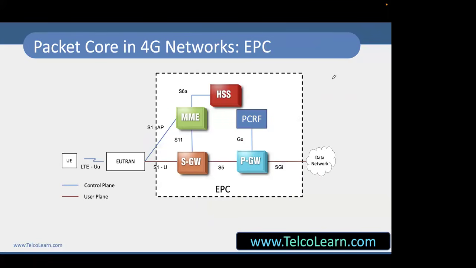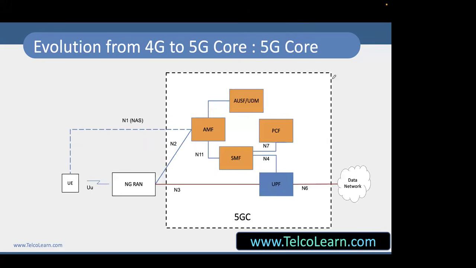Now, if you look at the overall architecture, what we are doing here is not really changing in a drastic way. The AMF is kind of replacing MME, SMF is kind of replacing the control plane of SGW and PGW, and UPF is kind of replacing the user plane of the SGW and PGW. PCRF is now replaced with a new node called PCF, and AUSF and UDM typically take up the role of HSS. So these are some major architectural changes, but that's not all about 5G.